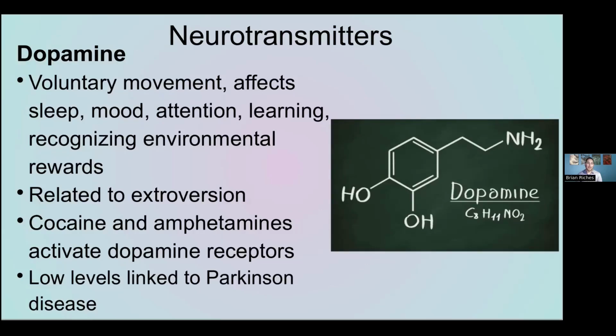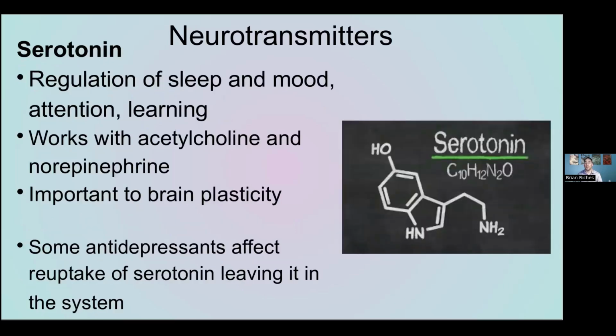Dopamine is one that cocaine and amphetamines basically pretend to be and activate dopamine receptors. So you remember at that synapse, the second component, where the neurotransmitter connects to a gate to start the charge of the next neuron. Cocaine and amphetamines essentially pretend to be dopamine. Their chemical structure is similar enough that they bind to those receptors and have the neuron do things, even though there's not dopamine there. So another one that you've probably heard of before is serotonin.